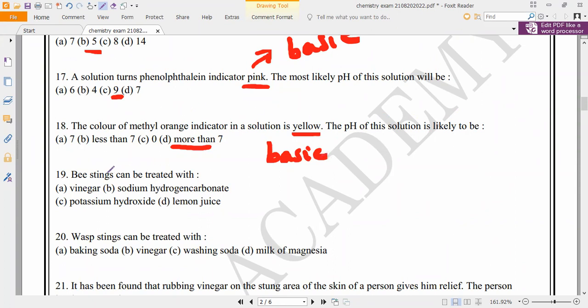Next. Bee sting can be treated with sodium hydrogen carbonate, baking soda. Is it yes or no? Yes, sir. Next. Wasp sting can be treated with vinegar, because it is basic in nature. Correct or not? If you add acid, both will be neutralized.